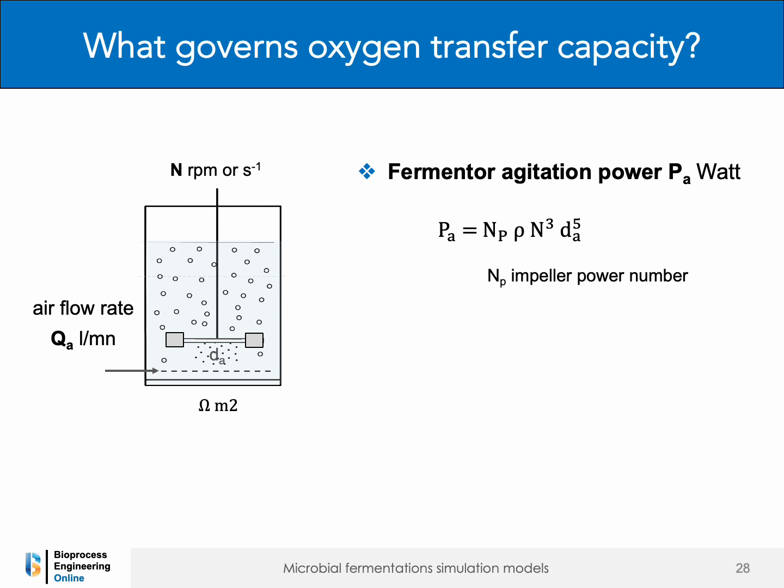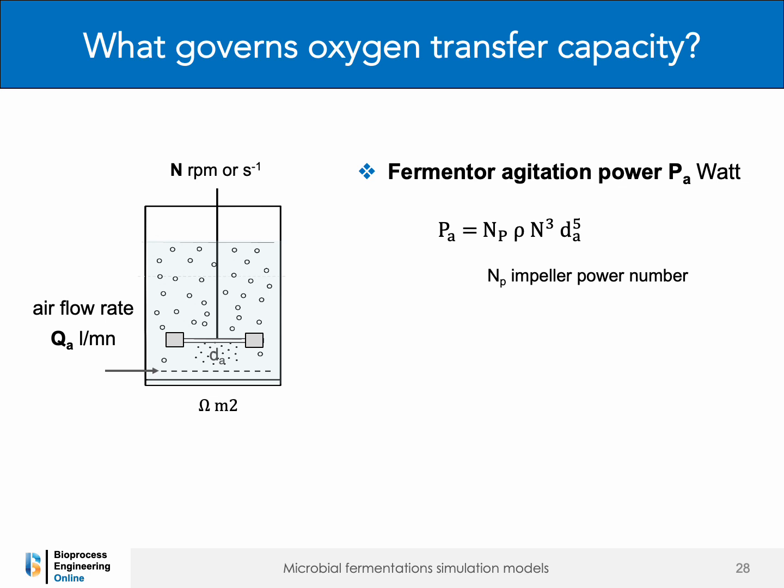The mechanical power consumption for tank agitation, PA in watts, is typically estimated using the following relationship. PA equals NP rho n^3 dA^5, where NP is the impeller power number, rho is the fluid density in kilogram per cubic meter, n is the impeller rotational speed in second minus 1, and dA is the impeller diameter in meter.